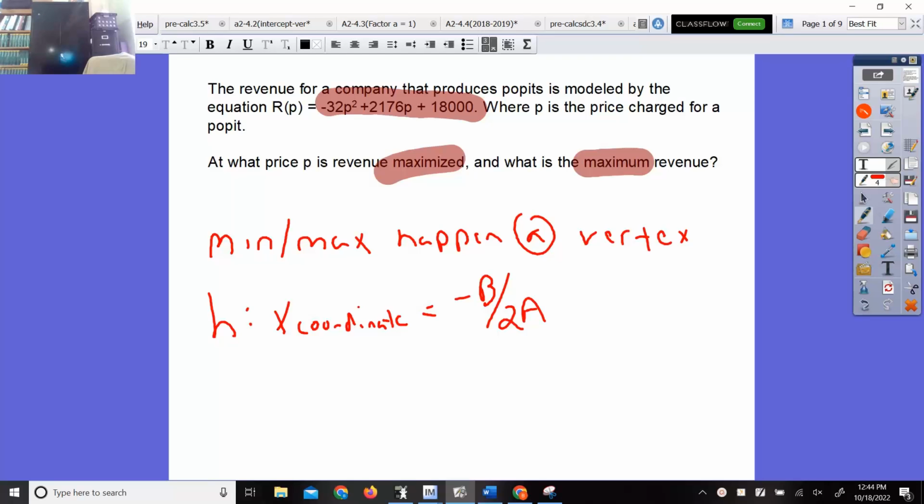The first number you see is going to be A. The second one's going to be B. The third one's going to be, if there was a fourth one, what letter would it be? B. That's how it works. So if I glance at it, what's A? Negative 32. What's B? 3,176. There you go. So what's opposite of a positive 3176? Negative 3176. It's going to be sitting over twice a negative 32.